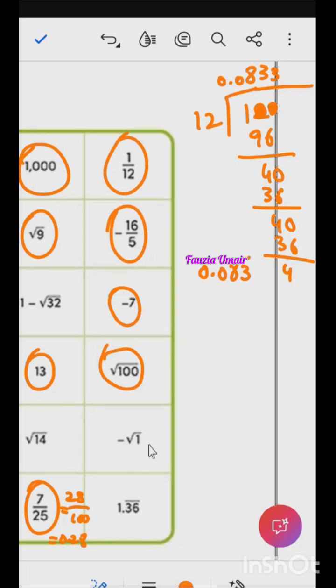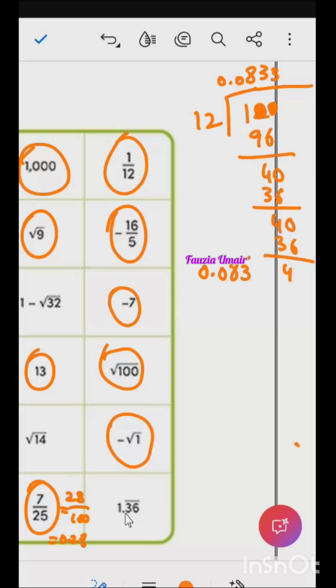Why irrational? Haris, what do you think? No, this is rational. 1 is a solvable root. Now any root of 1, whether fourth root, fifth root, any root of 1 is 1. So it's a solvable root. The answer will be minus 1.